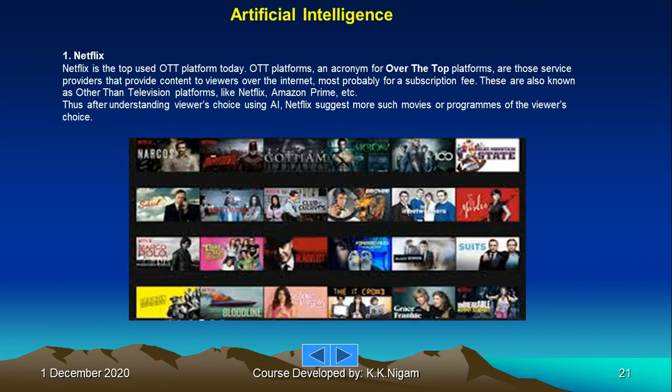Netflix. Netflix is a top used OTT platform. OTT means over the top. OTT platforms are used by those service providers that provide content to viewers over the internet, most probably for a subscription fee, of course. These are also known as other than television platforms, like Amazon Prime or Netflix, etc. After understanding the viewer's choice, using AI, Netflix suggests such movies which are of your interest.